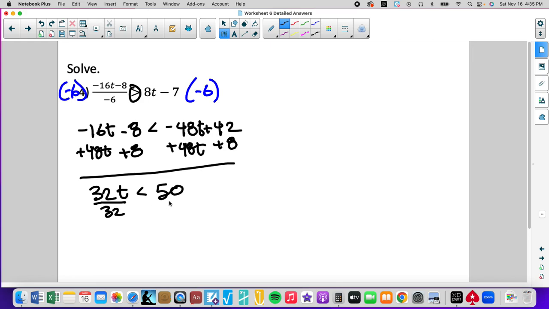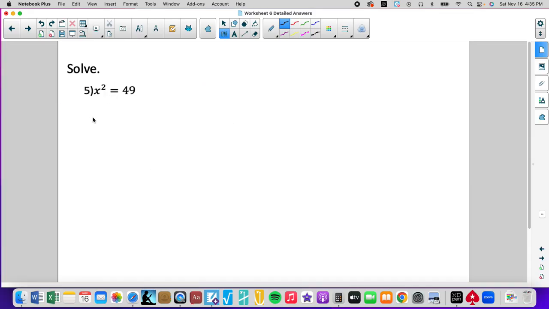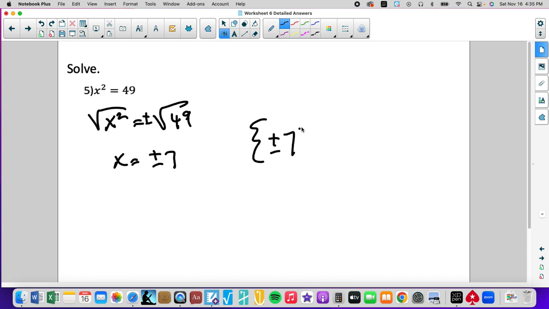Divide by 32, divide by 32. T is less than 25 sixteenths. What gets rid of a square is a square root. Whenever we take the square root of a variable being squared, we have to introduce plus minus. So x equals plus or minus 7. And we put it in a solution set like that.